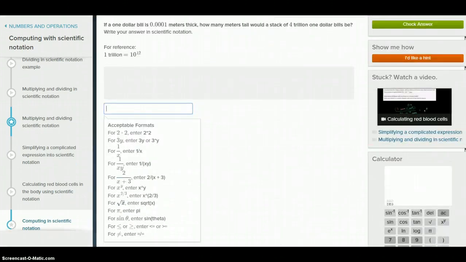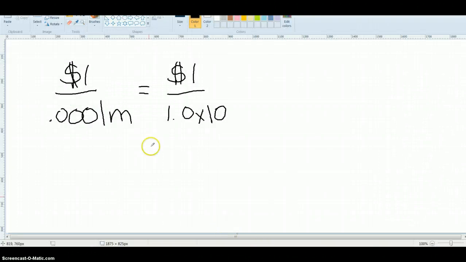So what we're going to do is set up a simple ratio of $1, and $1 is 0.0001 meters thick. This is the simple ratio we're going to start with. If we rewrite this in scientific notation, it might make it a little easier. Just remember that in scientific notation, only the first significant figure has a decimal. Whatever the number is, if it's 1.0 or 2.5, there's always only one figure before the decimal.